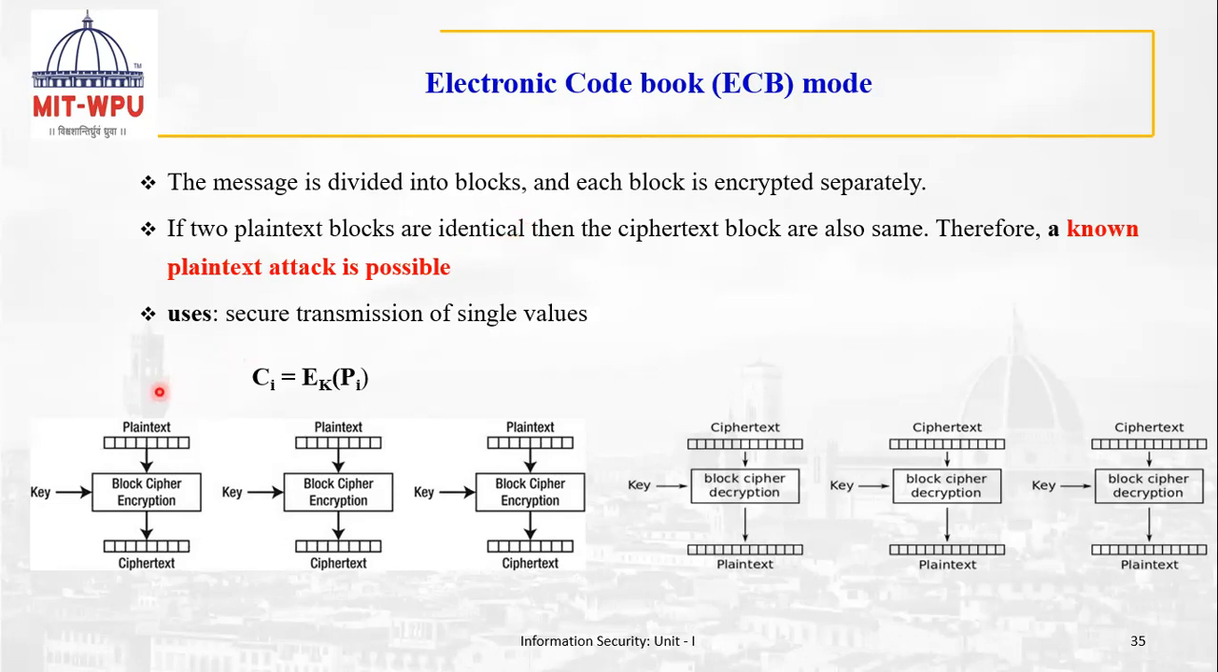Now, if there is a plain text which contains the word defense, it will get converted into some ciphertext using the key. If you are using the same algorithm and same key for all the blocks, and that block is getting repeated multiple times, let's say the word defense is repeated at multiple places, the ciphertext also will be repeated.